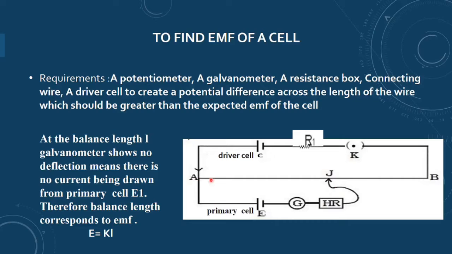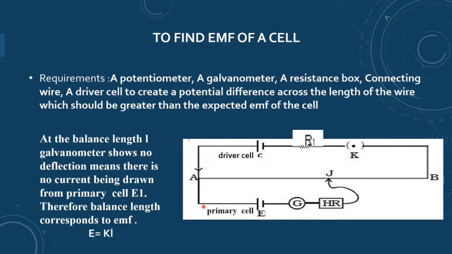Clear? So this is the circuit diagram. Here AB is just a modified way to show the potentiometer wire, which is of course 10 meter long. So all the time we will not be drawing like this. A is the zero terminal, means zero terminal is always we are calling where we are joining the positive of the cell. So where we are joining the positive of the driver cell, at the same point we will join the positive of the cell whose EMF we want to find. That is, here we are taking the primary cell.